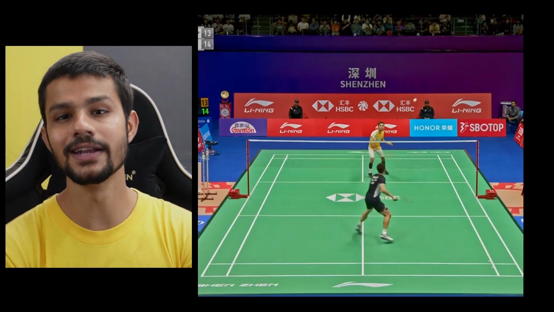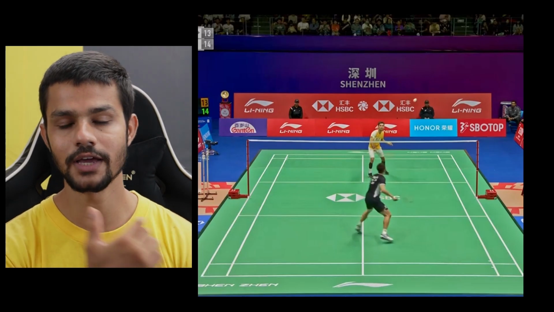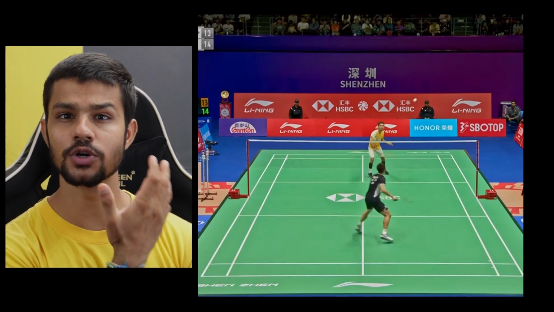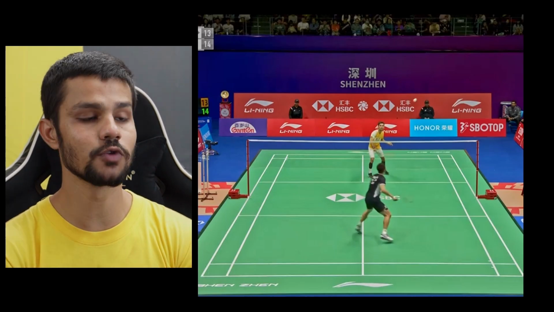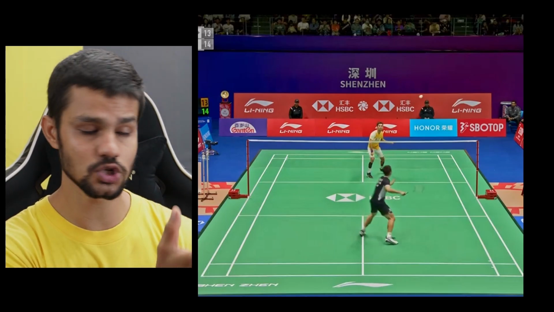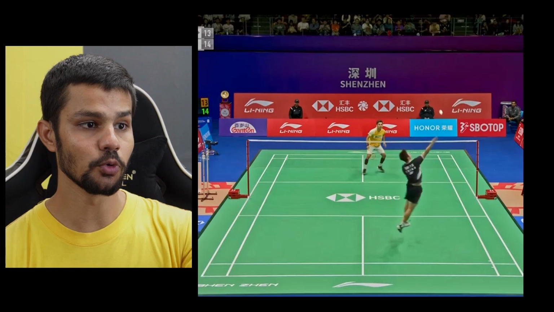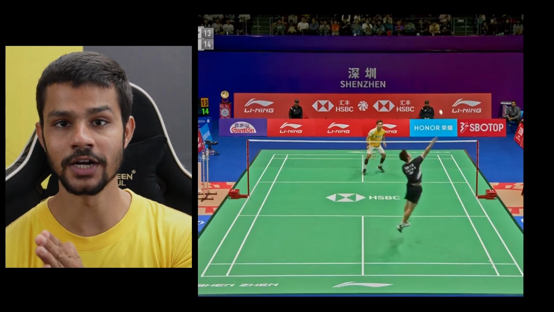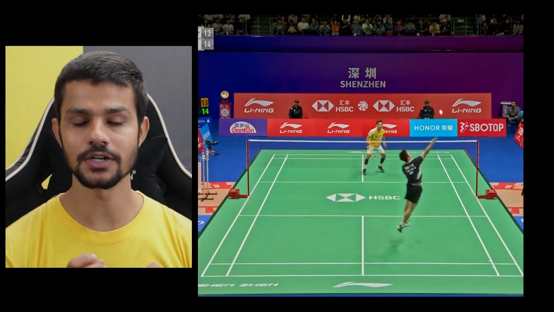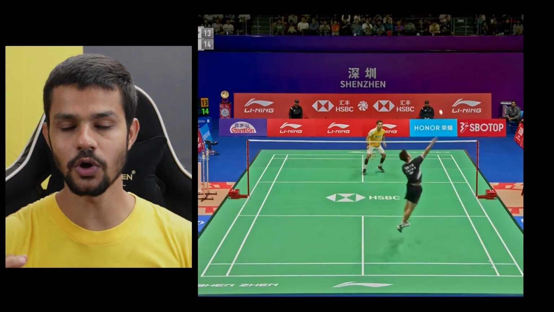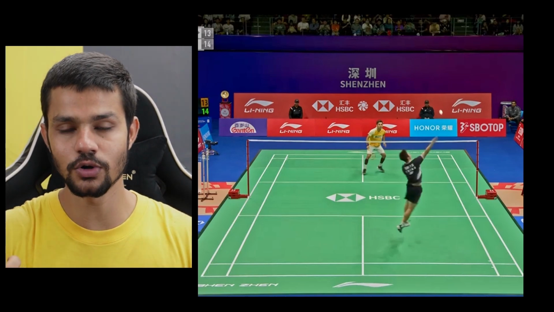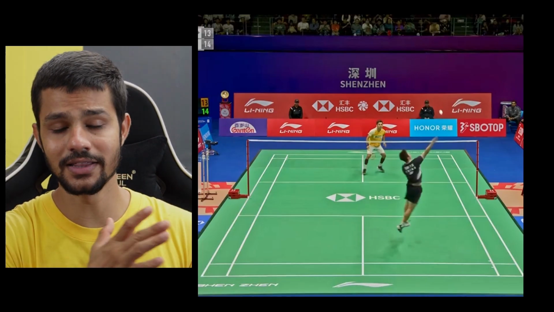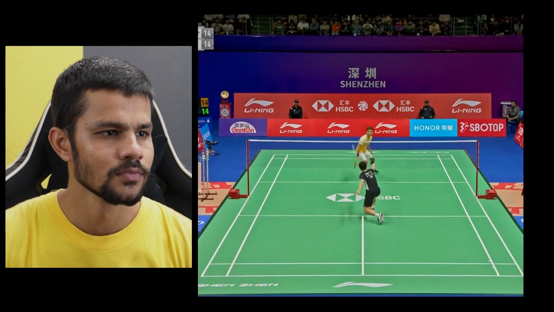If this would have been a lift in the rear part of the court, if Sen did that flat shot in the deep rear court, I don't think Shi Yu Qi would have gone for this smash or pass shot. Look here, the position, he's ready to do that. I recommend that if your opponent is hitting the shuttle near your mid court, please hit this type of smash and finish it.